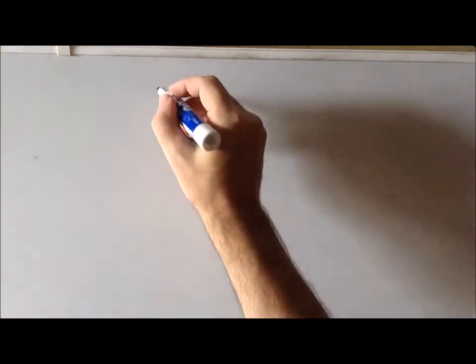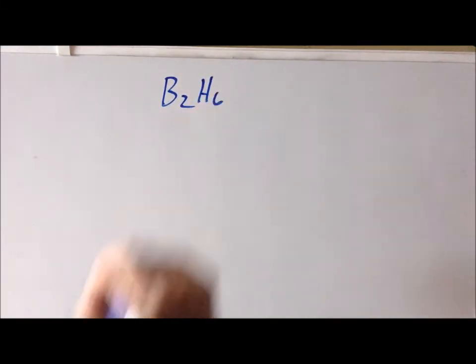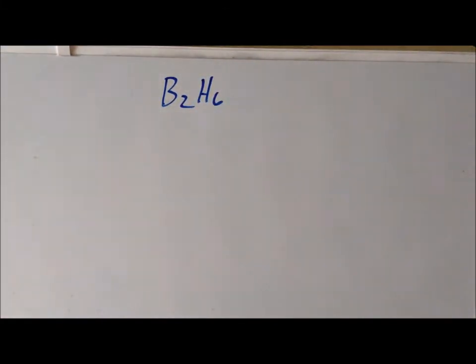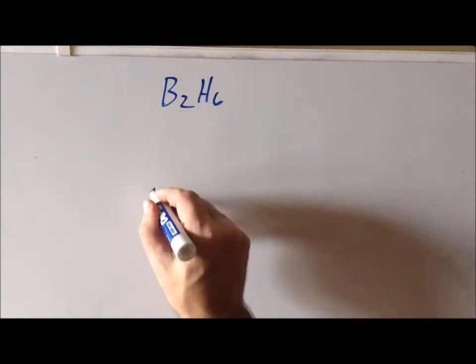A very interesting and important molecule which seems to bear at least a little resemblance to ethylene is the compound diborane. And diborane has the chemical formula B2H6. And to show the similarity between diborane and ethylene, first I'd like to draw part of the molecule.